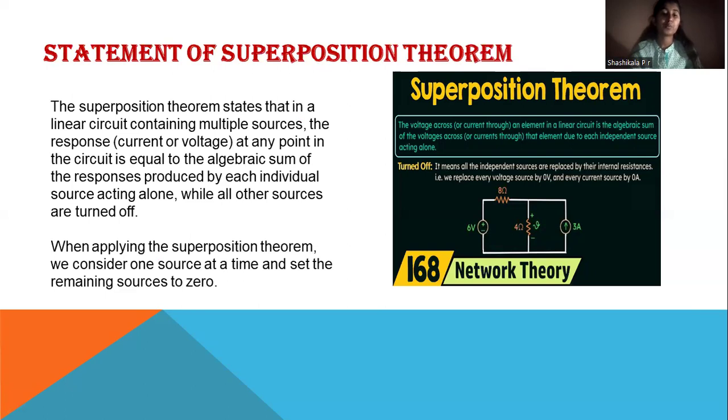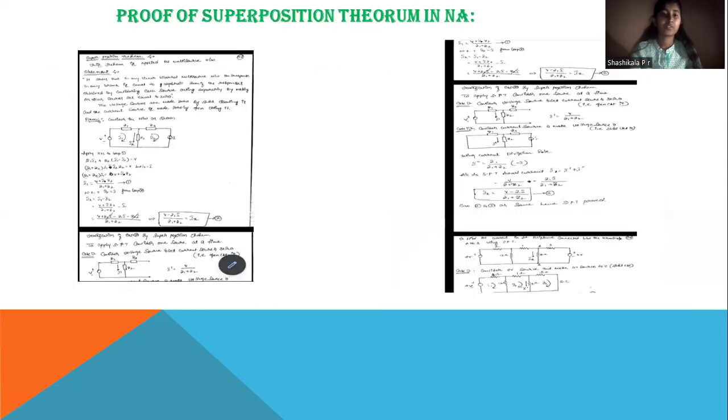When applying the superposition theorem, we consider one source at a time and set the remaining sources to zero. We have to consider only one source at a single time, and the rest of the sources will be considered as zero. Here is the proof of the superposition theorem in network analysis.